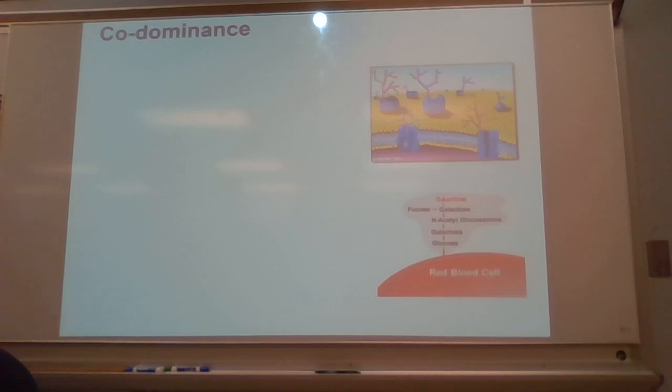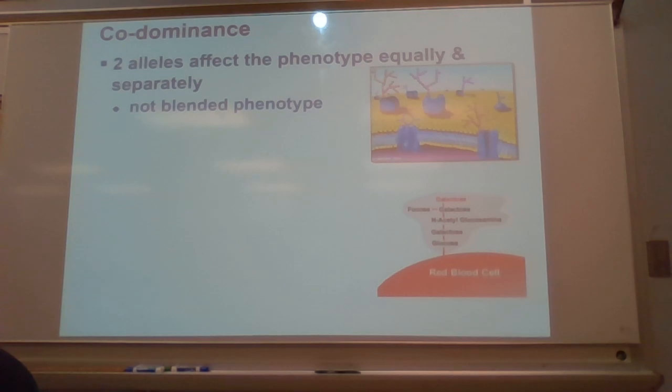Next exception or category of trait are traits that show co-dominance. So in this case, if you have both alleles, it's going to affect the phenotype equally and separately. So you don't show something in between, you're going to show both traits. So again, we're not doing a blended phenotype. It's not something in between. We're literally going to show both.